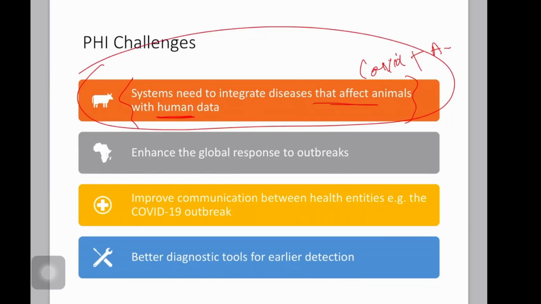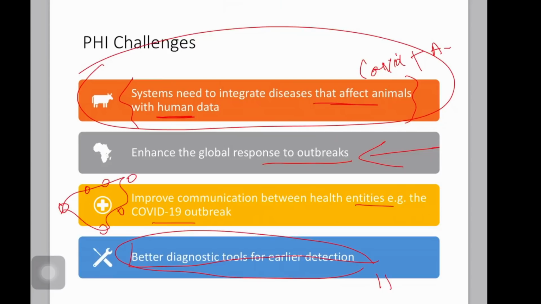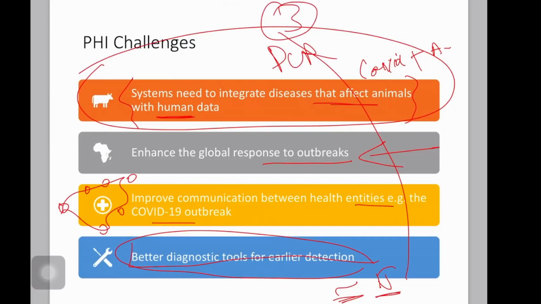Then we need to enhance the global response to outbreaks, because with slow response and slow enforcement we see a lot of deaths. We also need to improve communication between health entities. For example, in the COVID outbreak, the organizations working in response should be interlinked and act very fast. There is also a need to develop better diagnostic tools for earlier detection. In the COVID case we now have 15-minute and 5-minute tests, but at the beginning only the PCR test was available, which takes a couple of hours.